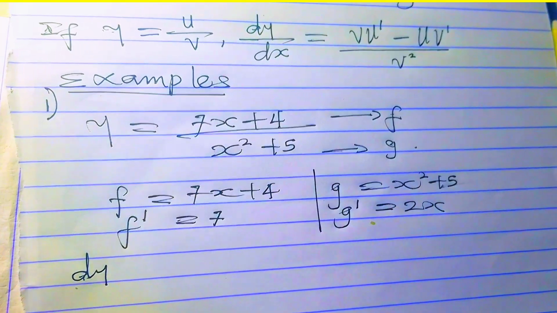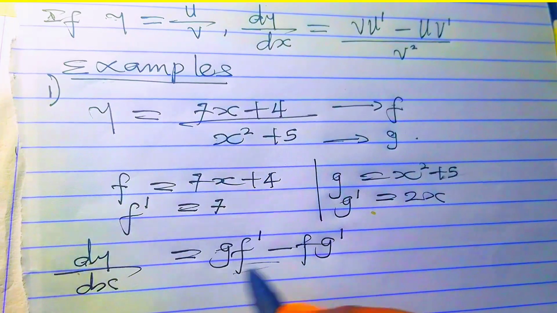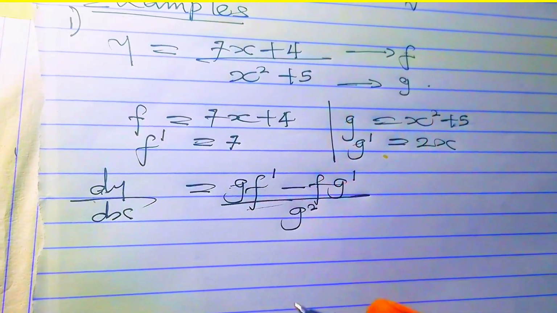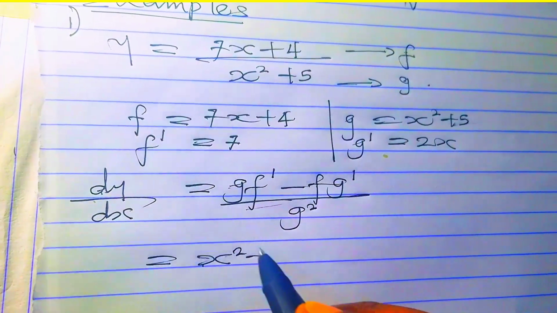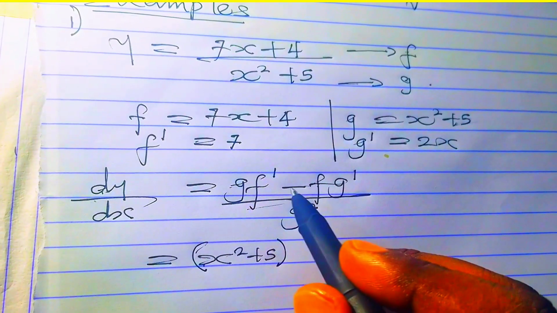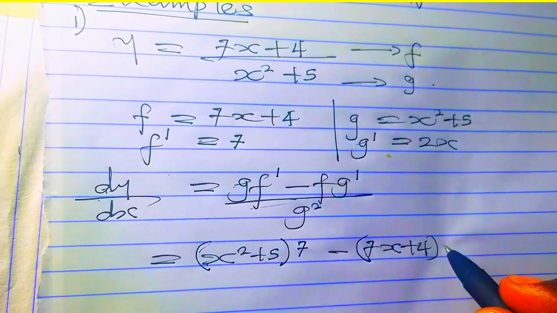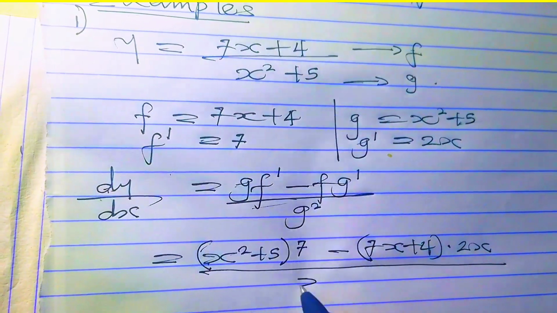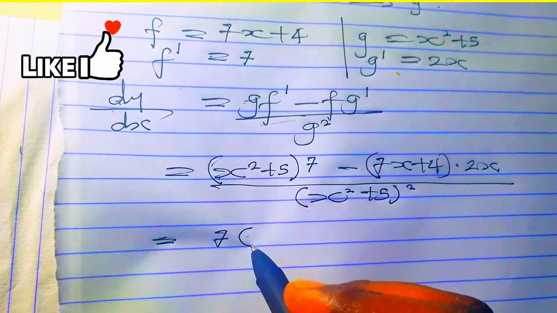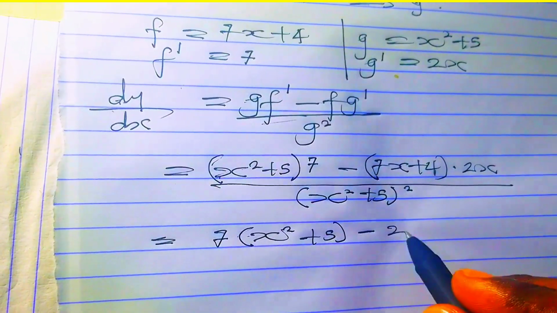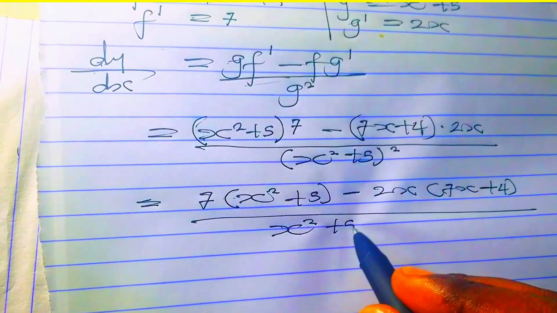And therefore, dy/dx is equal to g f prime minus f g prime over g squared. Is that simple? So we substitute all that we have into the formula. So dy/dx is going to be g, of course, x squared plus 5, multiplied by the differential value of f, which is 7, minus 7x plus 4 in the bracket, multiplied by 2x, and everything over x squared plus 5 squared. And then we go ahead. It's 7 in the bracket x squared plus 5 minus 2x in the bracket 7x plus 4, everything over x squared plus 5 squared.